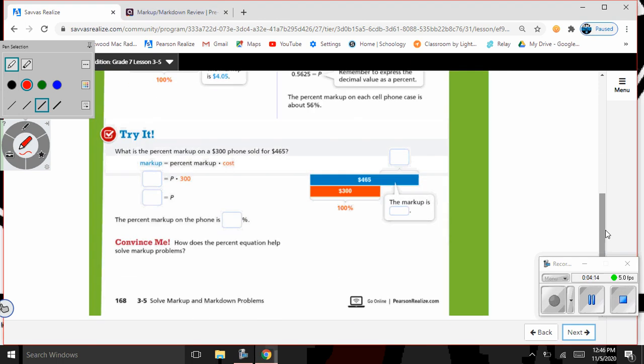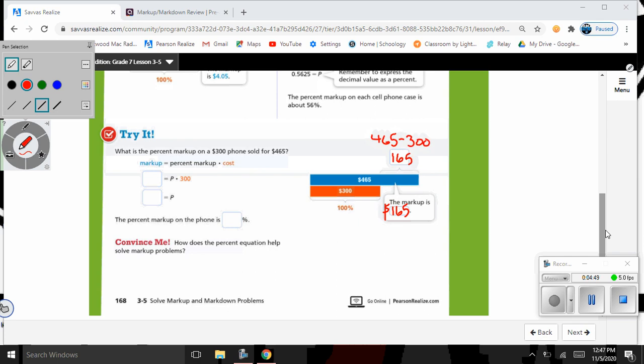What is the percent of markup on a $300 phone sold for $465? So here you go with the phone: 300 bucks representing the 100%, 465 representing the additional percent. In this case, 465 minus 300 is going to be 165. So the markup is $165. In other words, to get this, we took 465 minus 300.